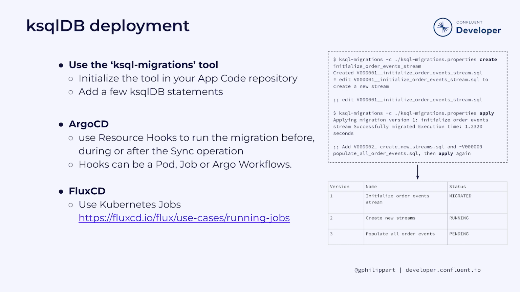If you're using Argo CD, you can just configure a PreSync hook. Configure this hook with the target KSQL DB server and have it run the KSQL DB migration tool with your app's KSQL DB migration files. If you're using Flux CD, you can arrive at the same end result with pre-deployment jobs running in Kubernetes pods.